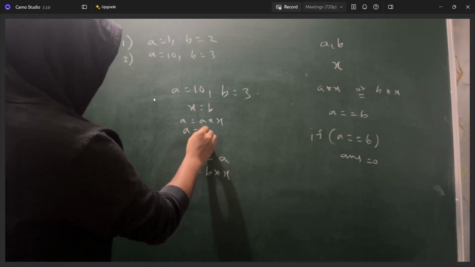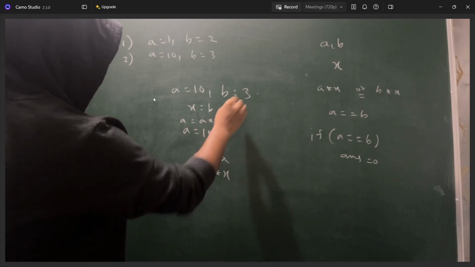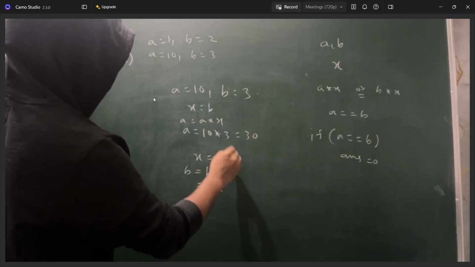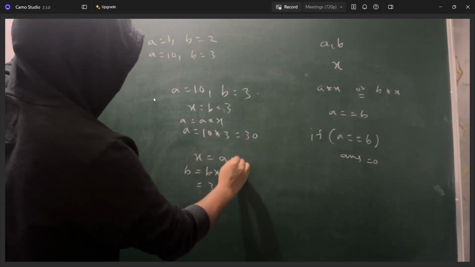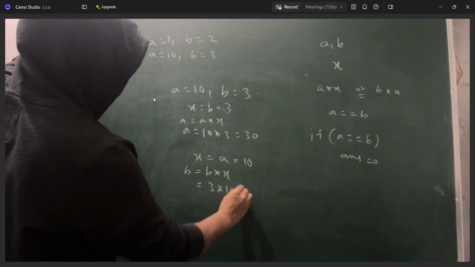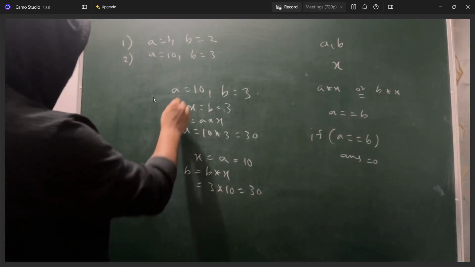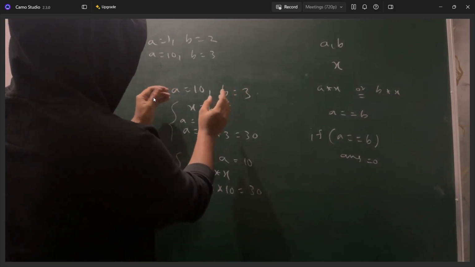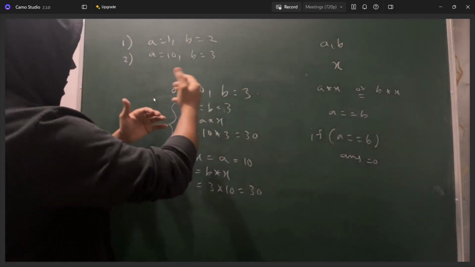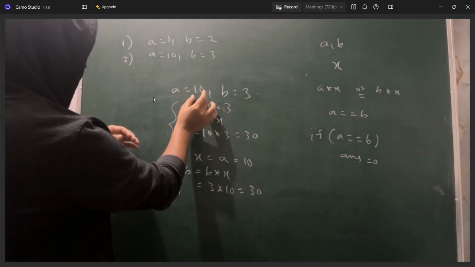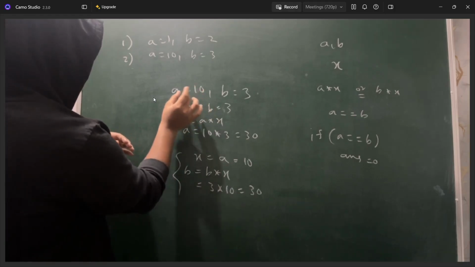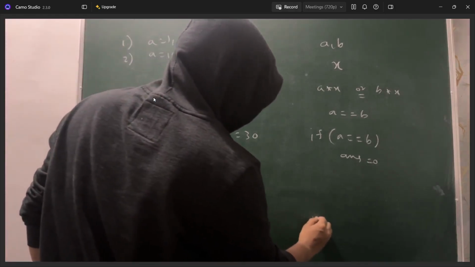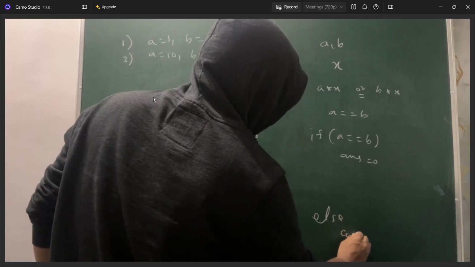So if you do a into x, a is 10 and b is 3, so this will give 30, and in this case b is 3, x as a means it is 10, right? So this will give 30. So how many operations are you doing? One operation and two operations. So whenever you have different numbers a and b, if you want to make both equal, take this number and multiply with a, and take this number a and multiply with b. So in that case your answer will be 2. So in the else condition, your answer will be 0.